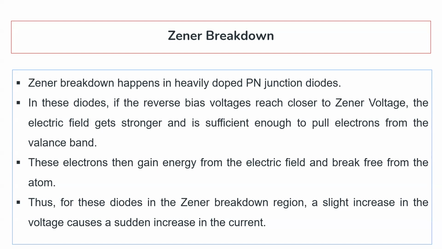Approximately, the electric field is 2 × 10^7 volts per meter. For heavily doped diodes, this breakdown voltage is around 5 volts. Hence, for heavily doped diodes, Zener breakdown is the predominant effect. For lightly doped diodes, avalanche multiplication is the predominant effect.